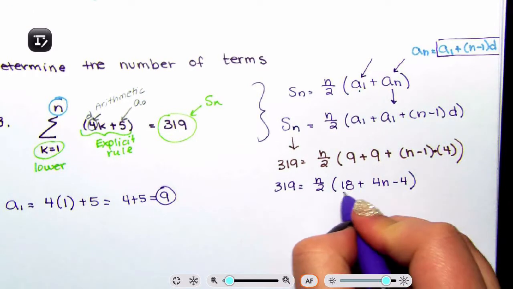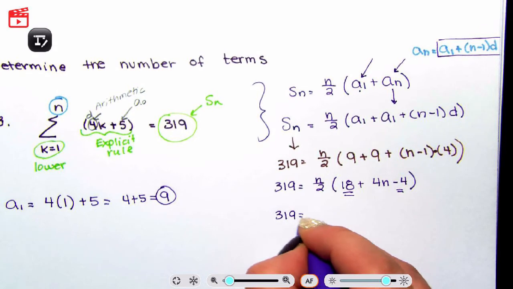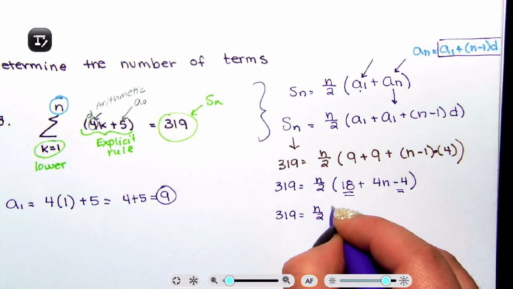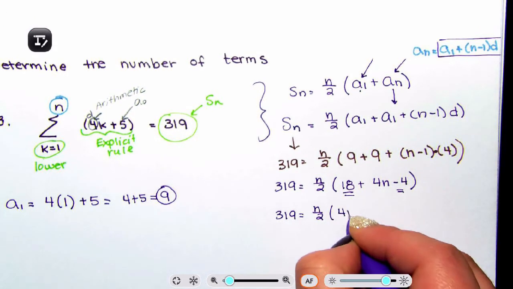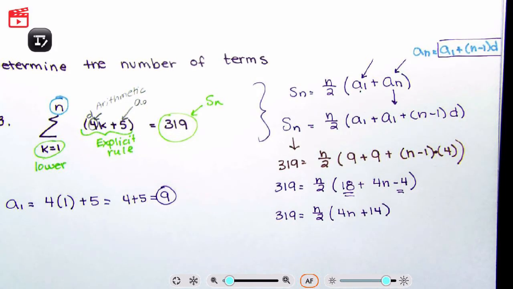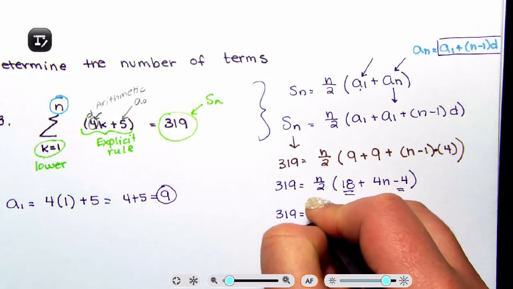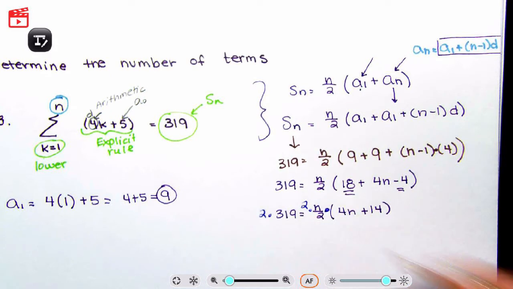So now we have 18 minus 4, that is 14. So I have 319 is equal to n divided by 2 times 4n plus 14. Now here is your choice. If you wish to distribute n halves, do so. If you wish to get rid of the divided by 2, you can do that. I usually like to, because this is multiplication, times 2 on both sides.